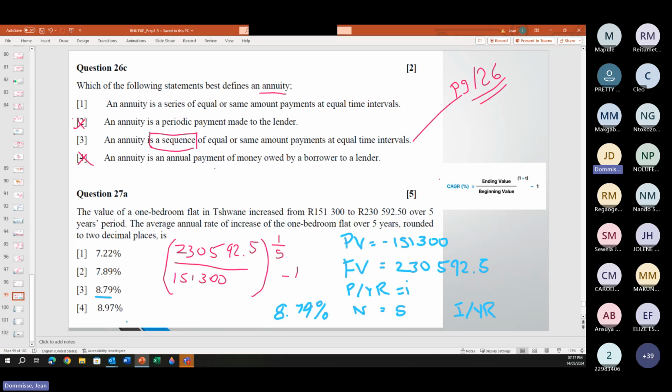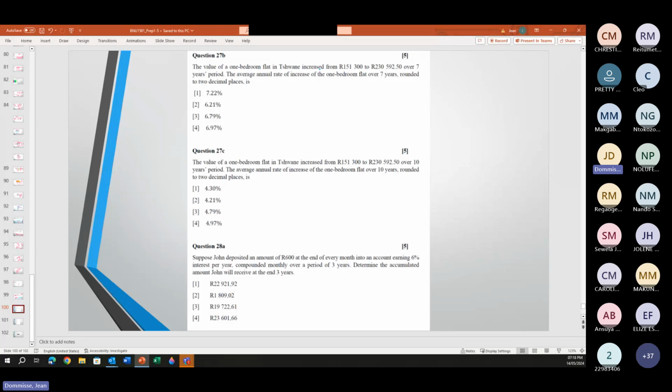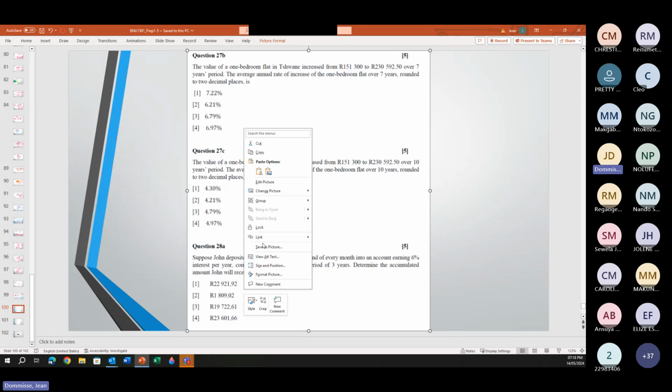If we take 230,592.5 divided by 151,300, that would be 1.5241. If we take that to a power of 1 over 5 minus 1, we will get exactly the same, 0.879. So you can use both methods and it will give you the same answer. Okay, we've done those two. So let me look at question 28.